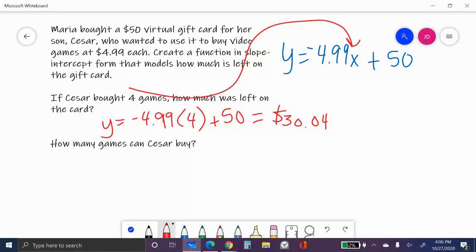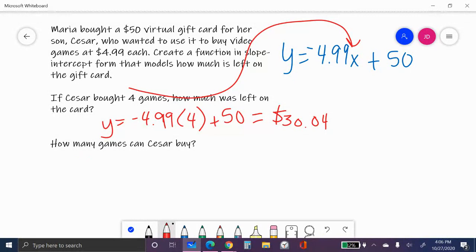How many can he buy? Okay. We're really not plugging in a number here. Can we plug in a number? Yeah. Remember, if you interpret the slope-intercept form of the equation, x is the number of games, y is the total cost. So we want to see how much is left on that gift card, how many games he can buy on that gift card. So with the gift card, we want our goal to be how much money? $0. So we want $0.